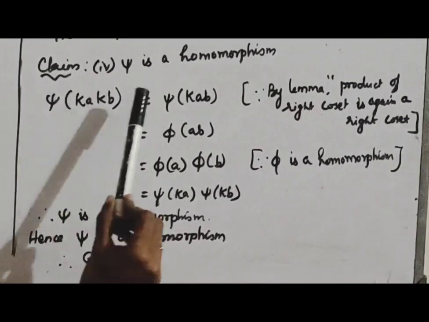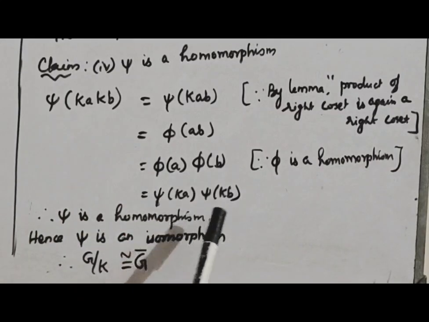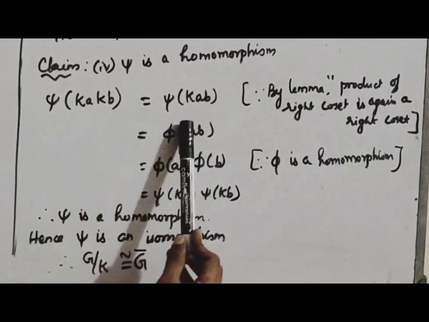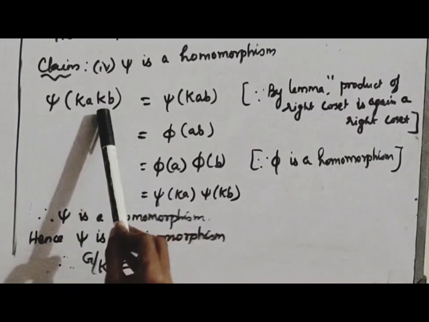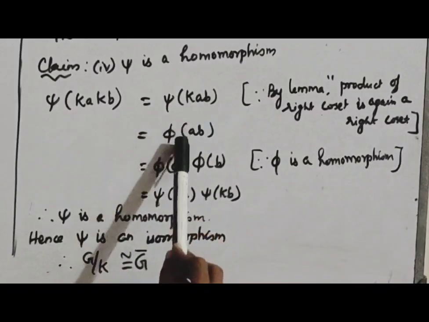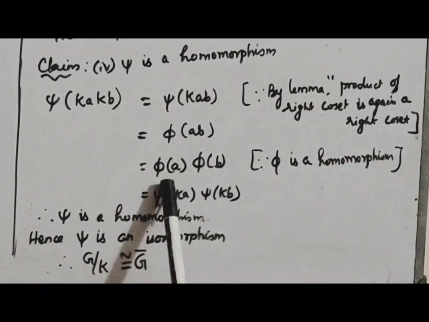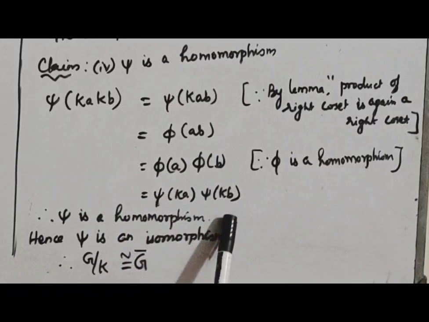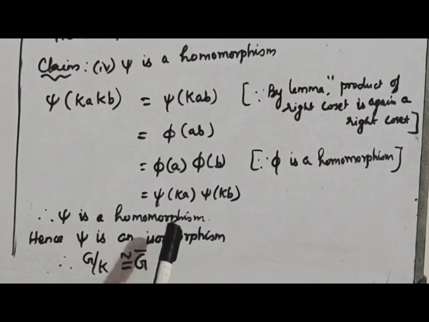Next, last claim is psi is a homomorphism. What do we have to prove? That psi of Ka into Kb is equal to psi of Ka into psi of Kb. Psi of Ka into Kb can be written as psi of Kab, since by using that lemma, the product of right cosets is again a right coset, Ka into Kb can be written as another right coset Kab. Psi of Kab is defined as phi of ab. Since phi is a homomorphism, this phi of ab can be written as phi of a into phi of b. What is phi of a? Psi of Ka. What is phi of b? Psi of Kb. Therefore, psi of Ka into Kb is equal to psi of Ka into psi of Kb. Hence, psi is a homomorphism.